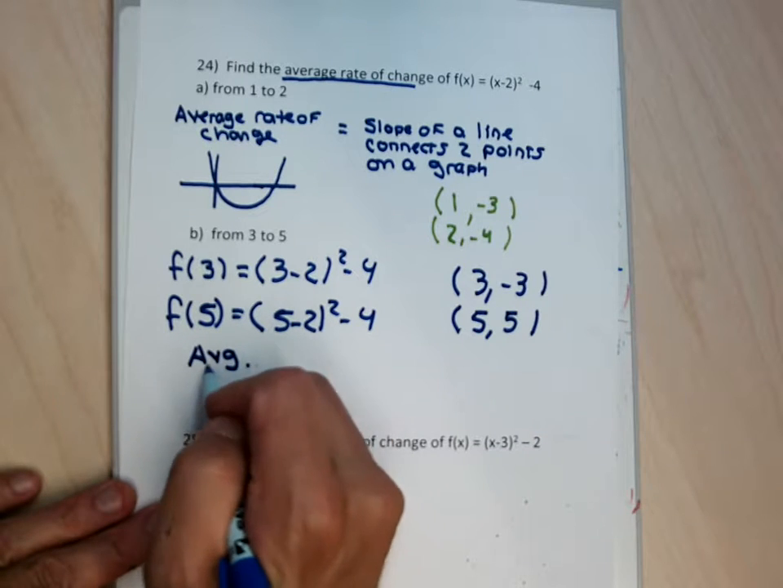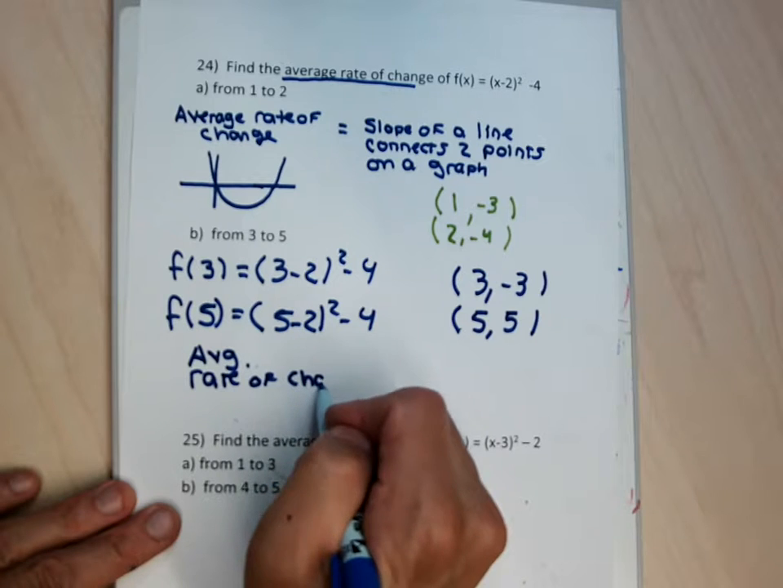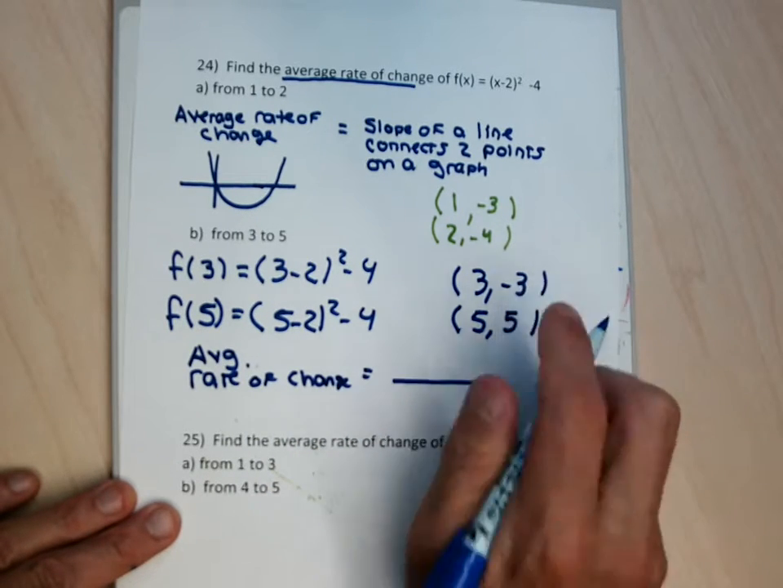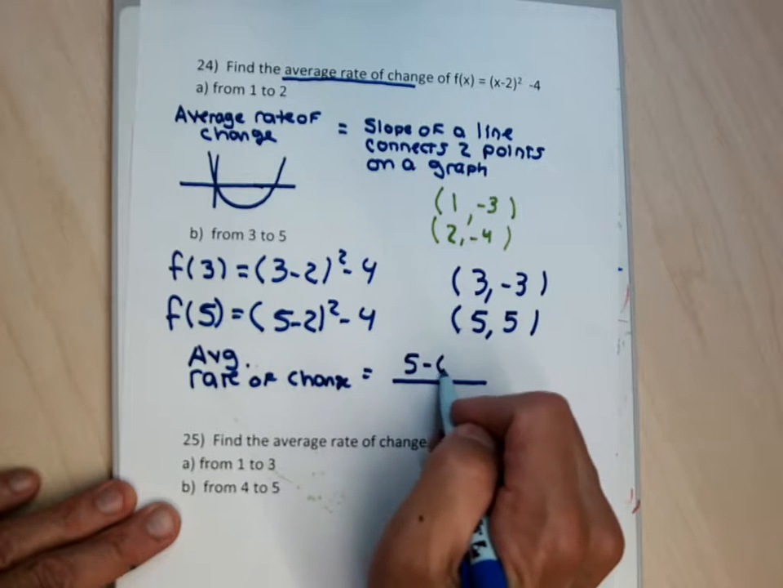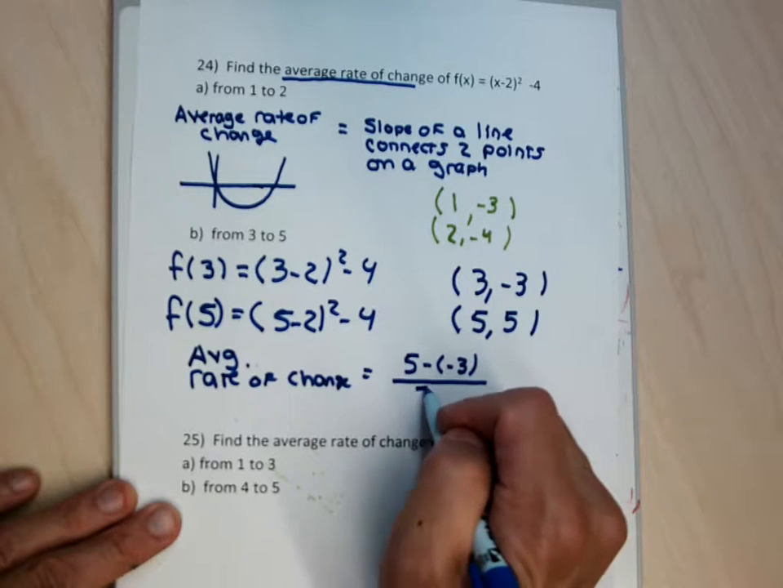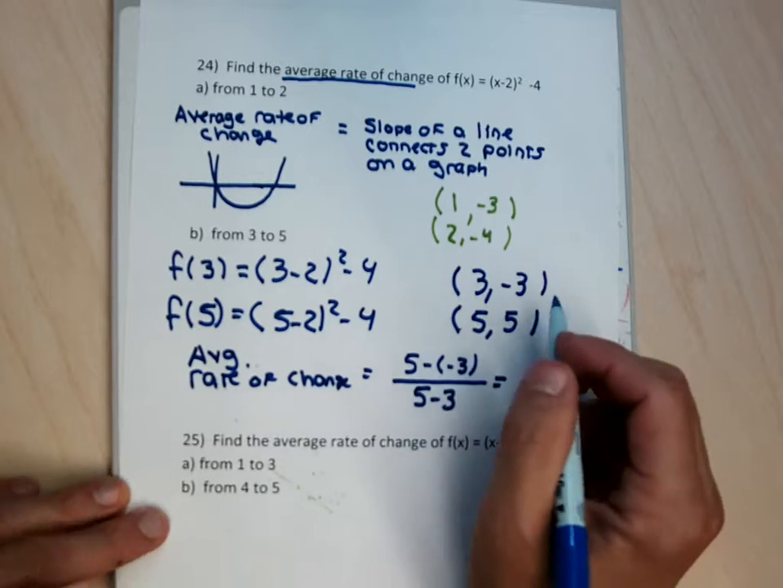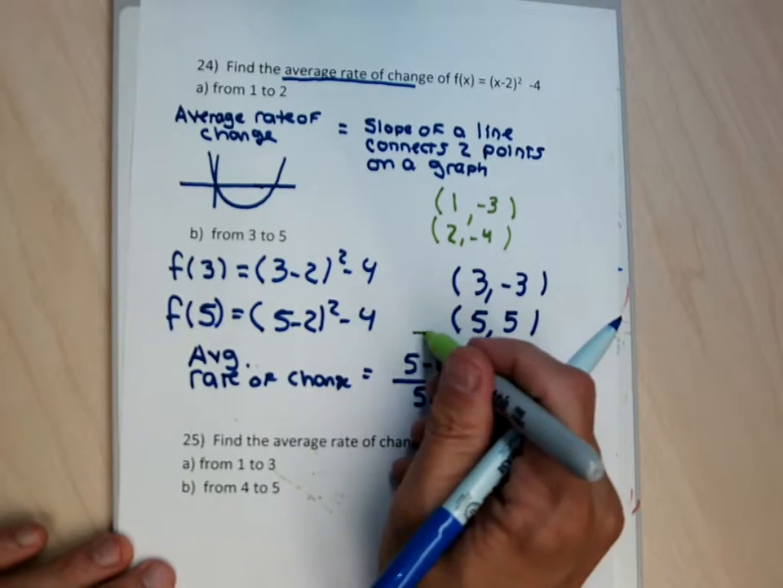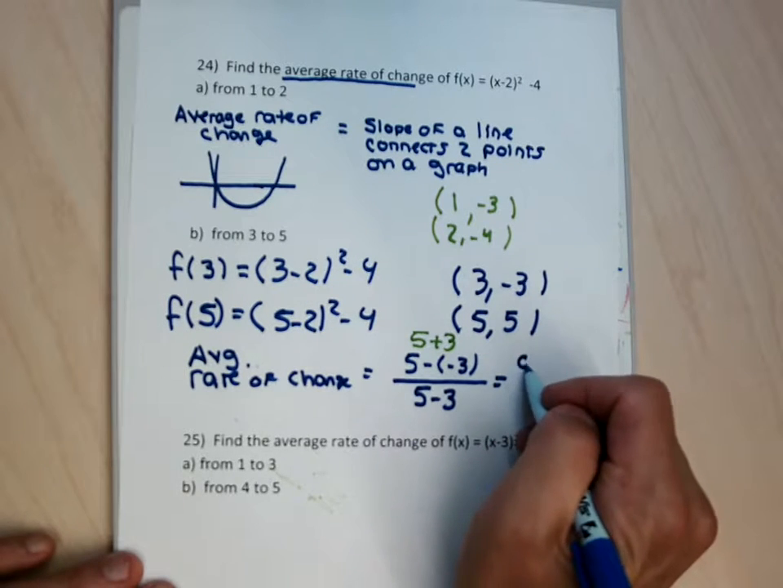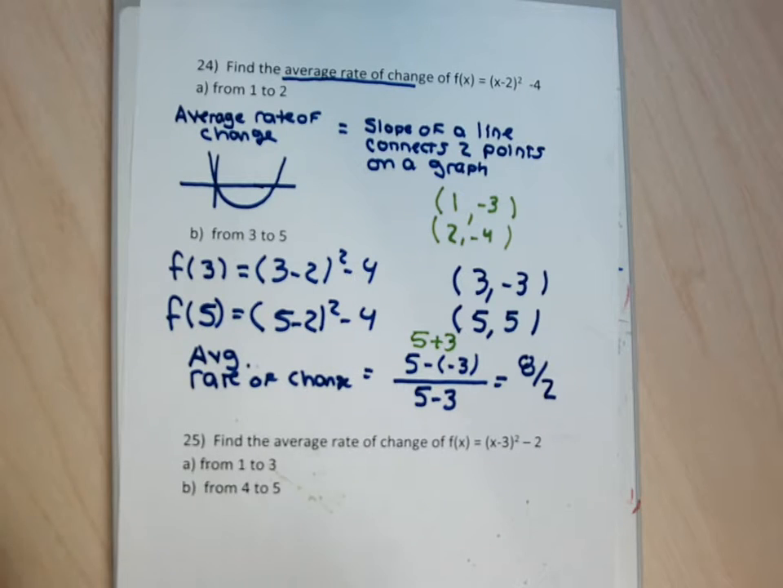So my average rate of change will equal y2 minus y1 in the numerator, which is 5 minus negative 3, and then x2 minus x1 in the denominator, which is 5 minus 3. The numerator, this is going to come out to 5 plus 3. That double negative goes positive. And that 5 plus 3 is going to turn into an 8. The denominator, 5 minus 3 is 2. So I get 8 over 2, which is going to be 4.